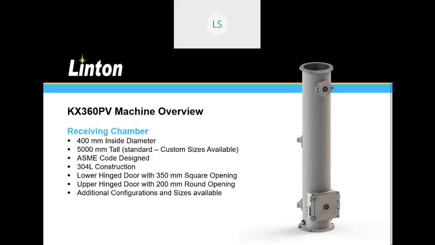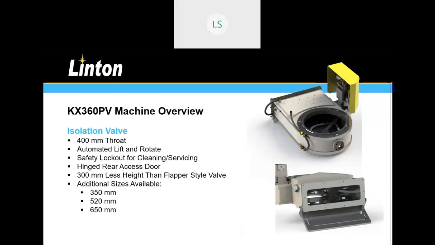This is the receiving chamber. As I mentioned before, we standardize it at 5,000 millimeters, but it can be custom sized to fit your building, shorter or longer. It can also be customized with different doors on it for clean out ports or seed cable alignment, which is what this machine has at the top and at the bottom. Next slide.